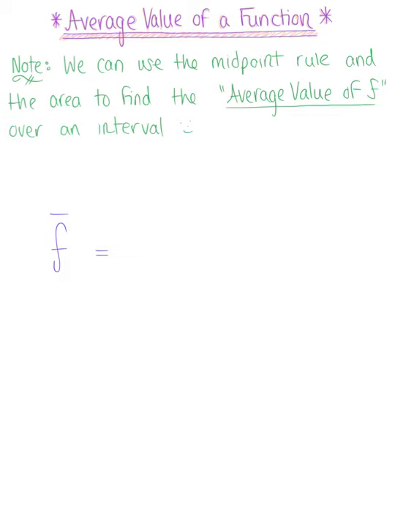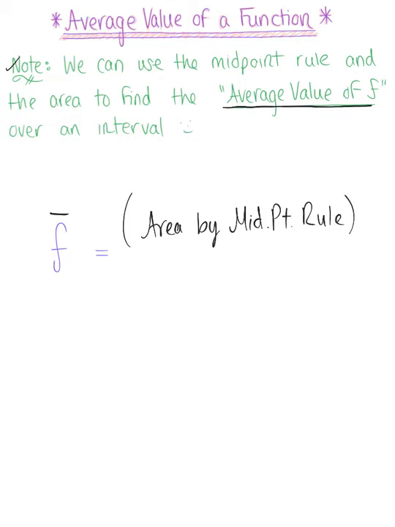So here we're looking at finding the average value of a function. You want to begin by noting that we can use the midpoint rule and the area approximation to find the average value of a function f over an interval. We define this as f with a little bar on top to indicate the average value, and this is going to be equal to the area under the curve by the midpoint rule, all divided by the length of the interval. So that's the difference of those endpoints.